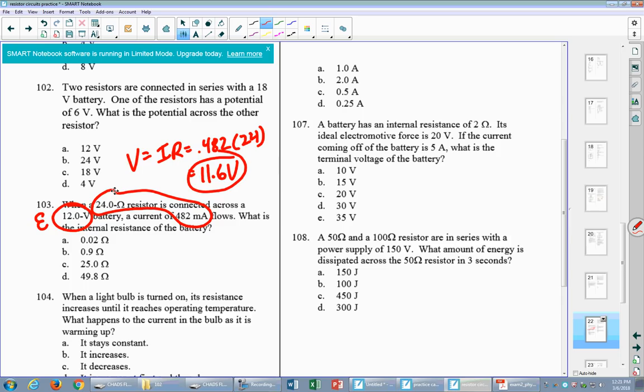So I have, oh gosh, is this going to work out right? I think it will. So I have 11.6 should equal E minus I times R, and I want to solve that for R. Actually, let me go ahead and erase this. I'll put in my current, which is 0.482, times R. This E is 12 volts. And then I solve that for R. So I get 0.4 divided by 0.482.